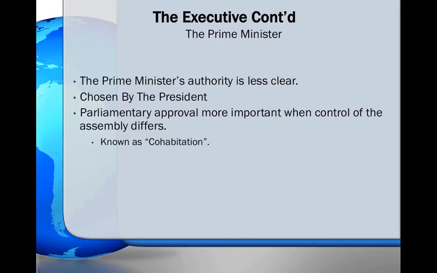When the president and the prime minister are not from the same party, this is known as cohabitation. And what this means is that the president and the prime minister must begin to share executive power.